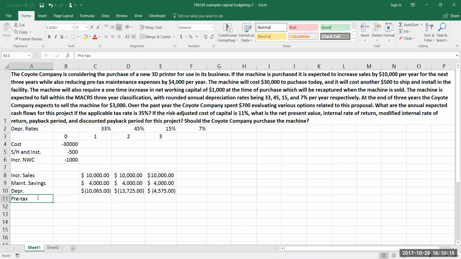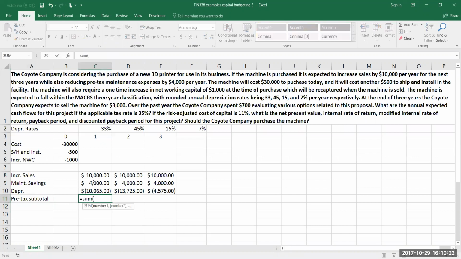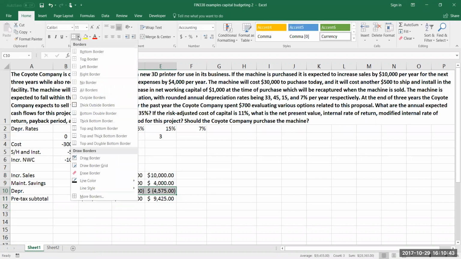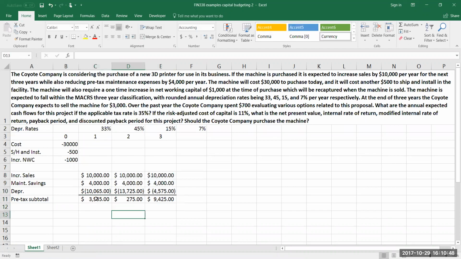So let's go ahead and calculate a pre-tax figure. So kind of a pre-tax subtotal. This is just going to be equal to the sum of these. I'm going to sum my increased sales, my maintenance savings, and my depreciation to get the pre-tax subtotal. And I can then drag that over. And that's behaving nicely. To make this a little bit clearer, we could go ahead and add a border below that. Okay, so that makes it a little bit clearer that we've done a summation here.